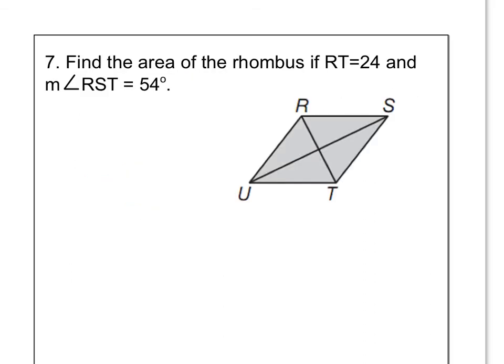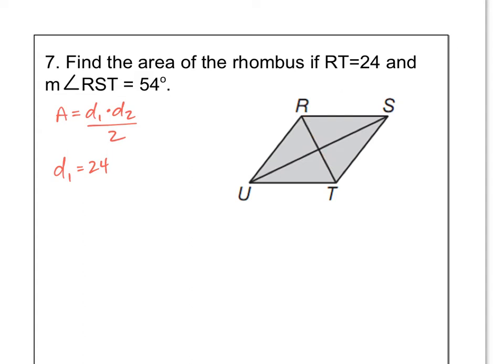Let's try number 7. Find the area of this rhombus. Okay, so first, I know the formula is diagonal 1 times diagonal 2, divide by 2 for a rhombus. It says RT, the distance from R to T is 24. So this right here is 24. So we know one of the diagonals is 24. And then they don't give us the other diagonal. They give us the measure of angle RST.